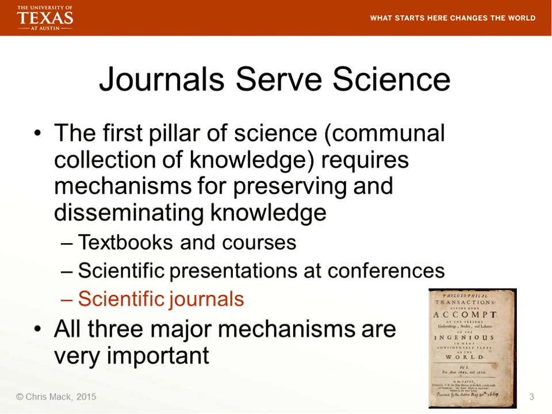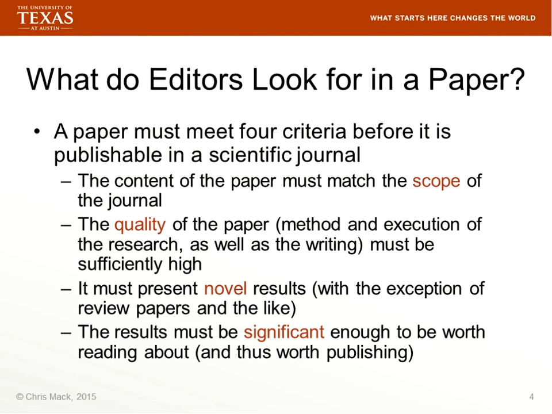Here I show in the corner a picture of the cover of the world's first scientific journal, which last month celebrated its 350th anniversary, Philosophical Transactions of the Royal Society of London. In order to be a part of the scientific enterprise, to take new knowledge and add it to the communal collection of knowledge through the avenue of the scientific journal, you have to get that work past the editors and reviewers of that journal. So what do editors look for in a paper?